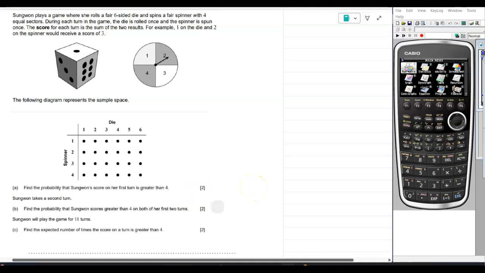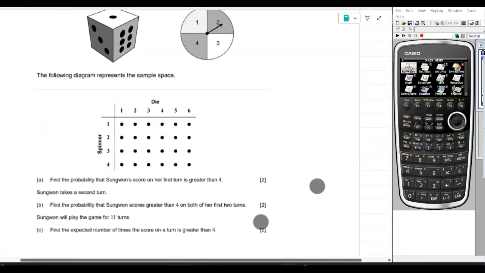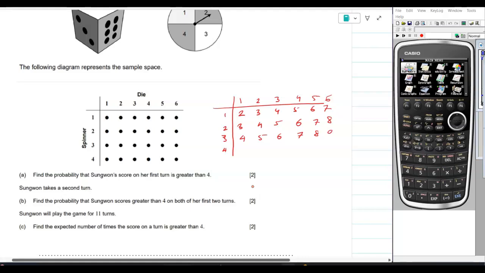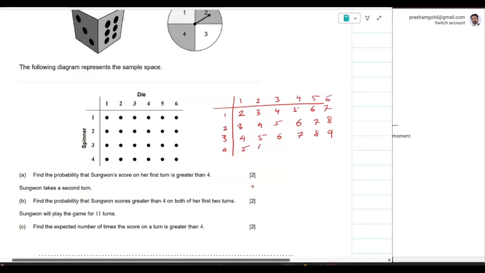Now, what you can do in this case is, you can make this table and write the total score. 1, 2, 3, 4, 5, 6. 1, 2, 3, 4. If you take the total score, 1 plus 1 is 2, 3, 4, 5, 6, 7. 2 plus 1 is 3, 4, 5, 6, 7, 8. 3 plus 1 is 4, 5, 6, 7, 8, 9. 4 plus 1 is 5, 6, 7, 8, 9, 10.